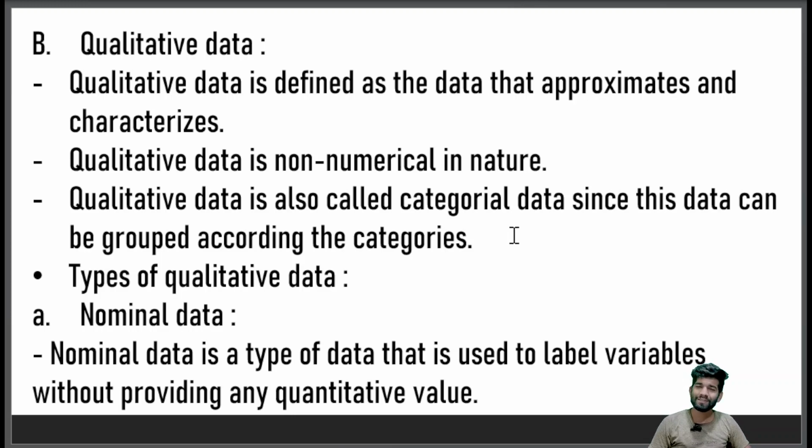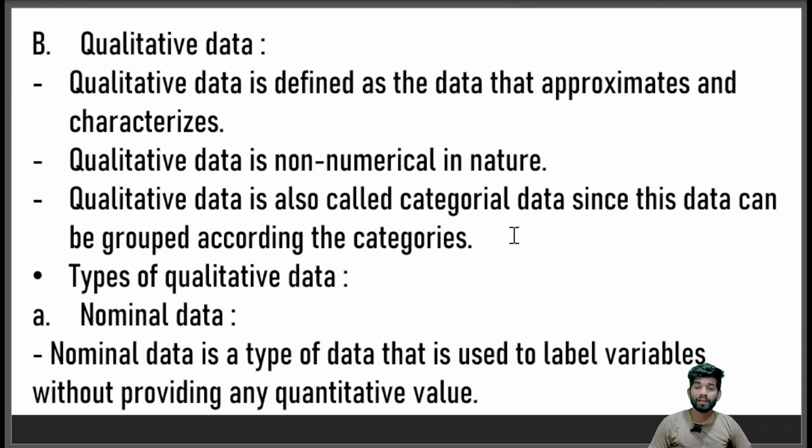The second one is qualitative data. Qualitative data is defined as the data that approximates and characterizes our observations or samples. Qualitative data is non-numerical in nature. It's not numbers. Qualitative data is also called categorical data since this data can be grouped according to categories.